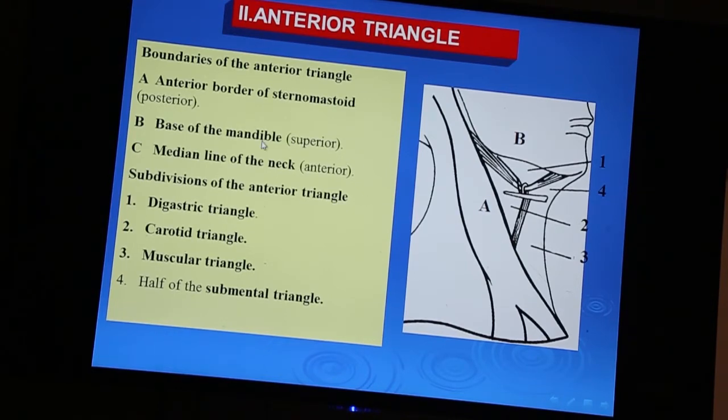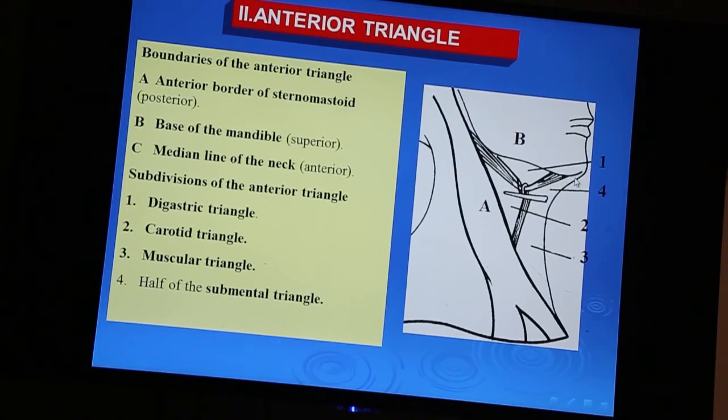The base of the anterior triangle is the mandible. This is the base of the triangle. And anteriorly, it is the midline of the neck. So the triangle has the base of the mandible, anterior border of sternocleidomastoid muscle, and midline of the neck. Subdivision of the anterior triangle. This triangle is divided into other triangles: digastric triangle, carotid triangle, muscular triangle, and half of the submental triangle.